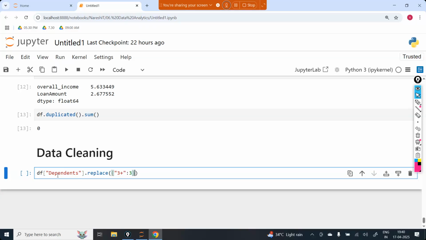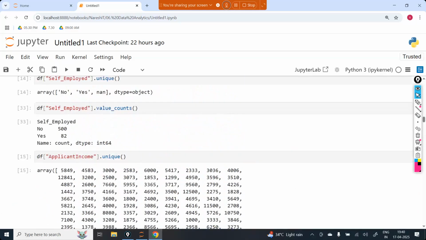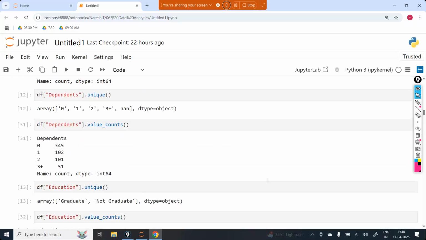Means 3 plus means even 4, 5, 6, anything now. But when I have observed the number of dependents, when I have seen the unique values, it is already having the unique values like this. What are the unique values? Means 0, 1, 2. 3 is not there. Directly 3 plus only is there.